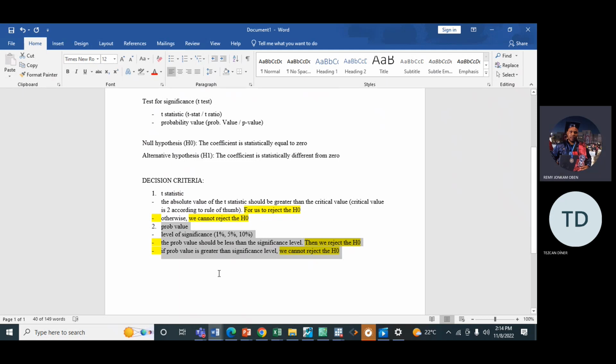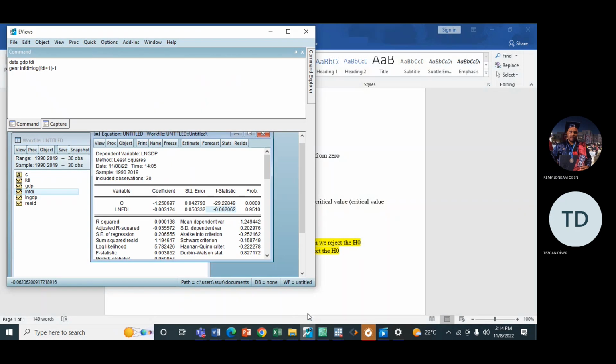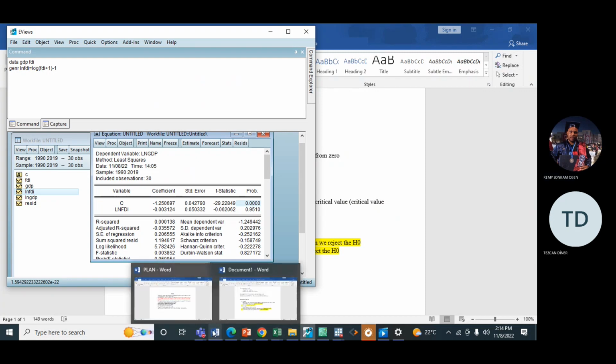Okay, so let's make this decision using probability value. Now, if we are using probability value, then we have our levels of significance. For probability value, the probability value should be less than the significance level for us to reject the null, right? Okay, I'm going back to EViews. Look at the probability value for the constant. What's the probability value? 0, right?